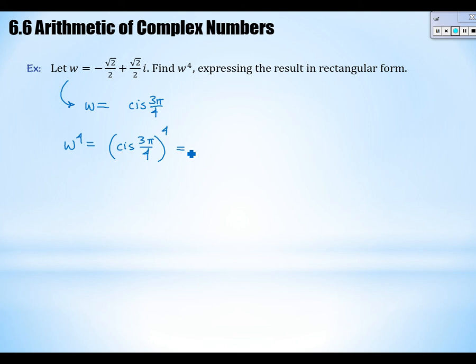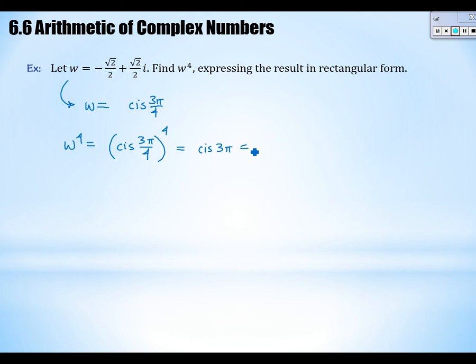I like that. 1 to the 4th is 1. And cis 3 pi over 4 to the 4th, let's see. It's just cis 3 pi, right? We multiply this guy inside here by 4. Or cis pi, if you like. And so what is that?